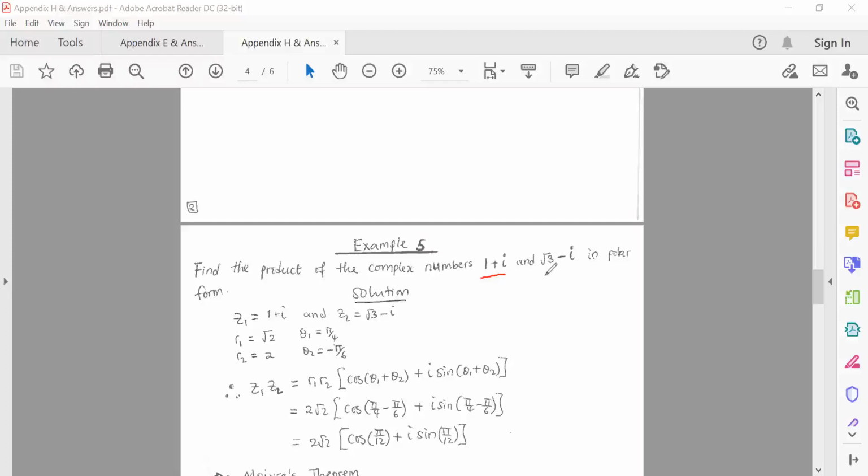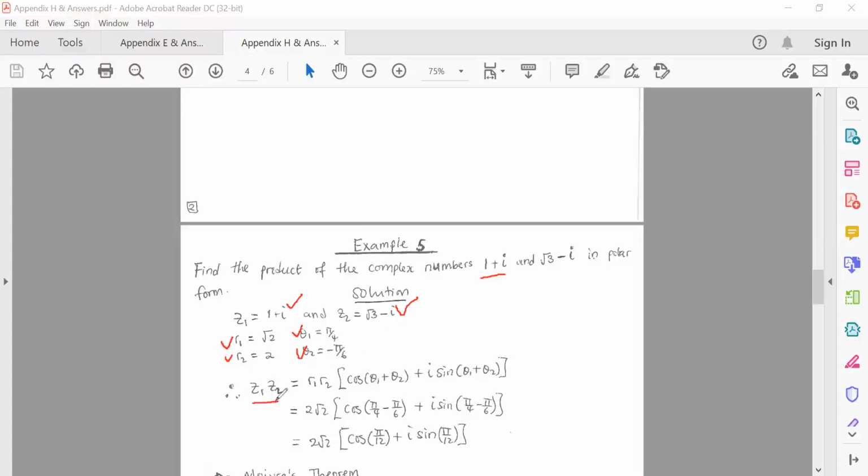But I would say the easiest way of doing it will be to find the moduli, which is just R1 times R2, and find theta 1 and theta 2. The good part is that these two are examples that we've already seen before. So we already know that R1 is 2, R2 is 2, theta 1 is pi over 4, theta 2 is minus pi over 6. So we're just using this from the previous examples.